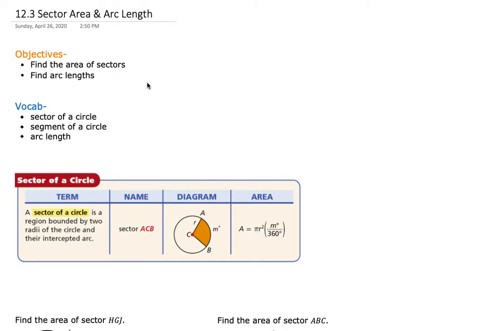So we have a couple objectives. We're going to find the area of sectors and find arc lengths. And our vocab is sector of a circle, segment of a circle, and arc length. I have a few examples and we'll go through these.